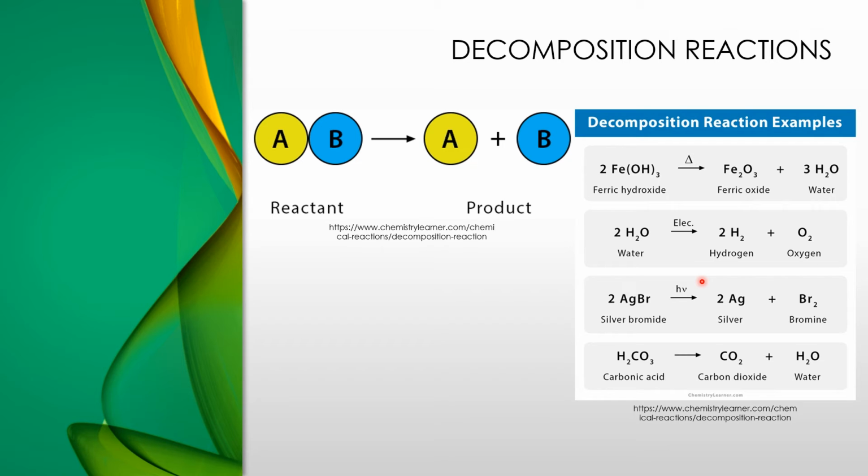Now, a catalyst is something that we'll talk about in a little bit more detail further on in this topic. But for now, with these reactions in particular, this reaction requires heat, this reaction requires electricity, and this reaction requires some form of energy in the form of light. Some decomposition reactions don't require some sort of energy source or catalyst, for example, the carbonic acid decomposing into carbon dioxide and water.